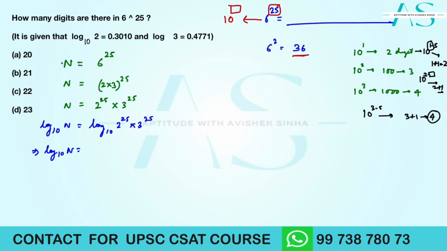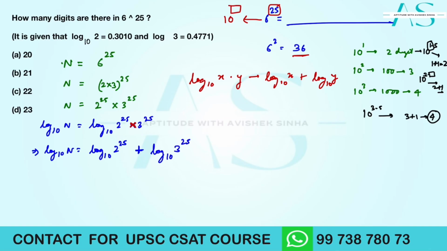So this is actually a function of log: log x into y is actually log x to the base 10 plus log y to the base 10. So here, since it is a product, I can break it down. So I am writing this as log 2 to the power 25 with base 10 plus log 3 to the power 25 with base 10.